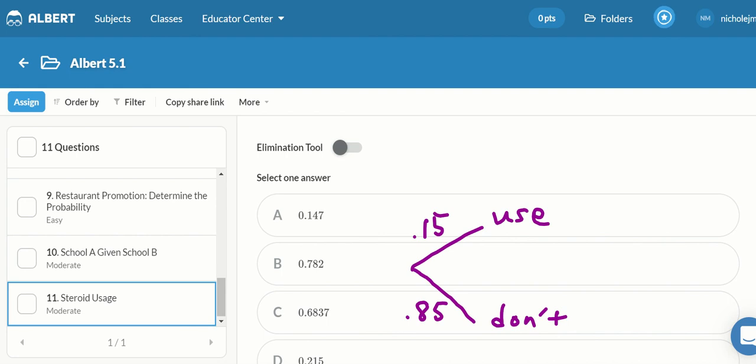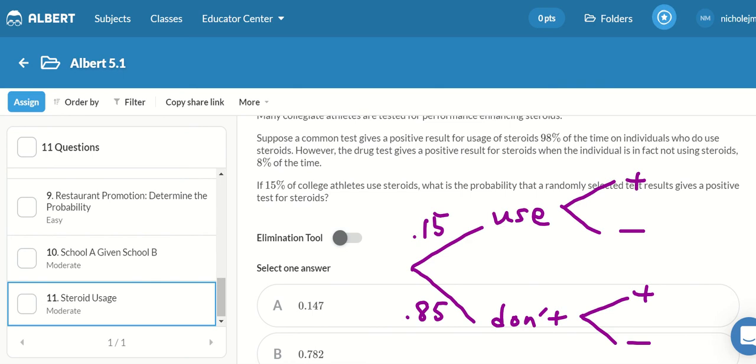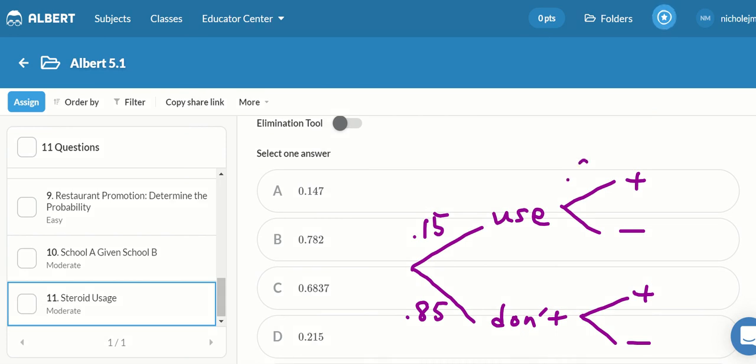The second thing that's happening is after we know somebody's using or not using steroids, they're either going to test positive on the test or they're going to test negative. Likewise, if they don't use steroids, they're going to test positive or they're going to test negative. Now, false positives and false negatives happen, unfortunately. Nothing is ever 100% accurate. The couple of numbers that I do know according to my problem: I do know that 98% actually test positive and use steroids. So this gets a 0.98. So if that's 98, this is 2%, because remember that the branches have to add up to 100%.